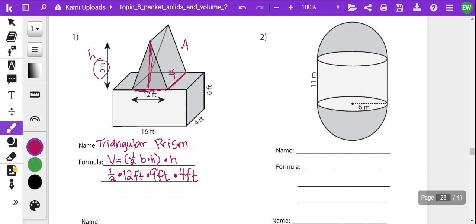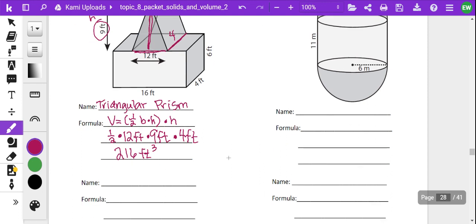Let's go ahead and multiply that together in our calculators. I'll give you a second to do that. In my calculator, I'm putting 12 times 9 times 4. Then I'm going to take half of that, so I'm going to divide it by 2. And I get 216 feet cubed.